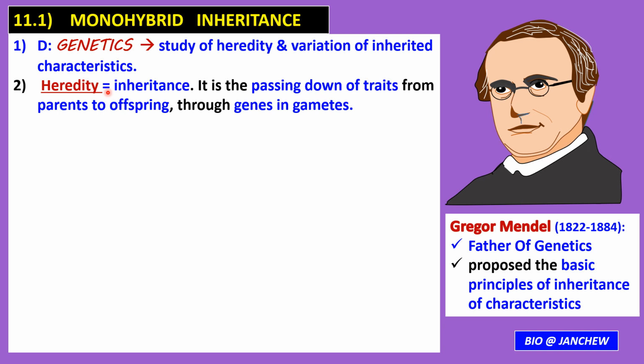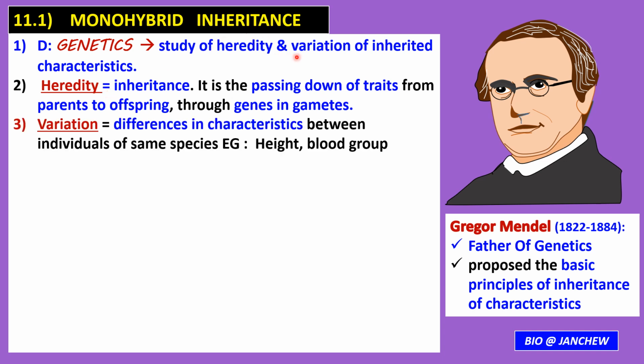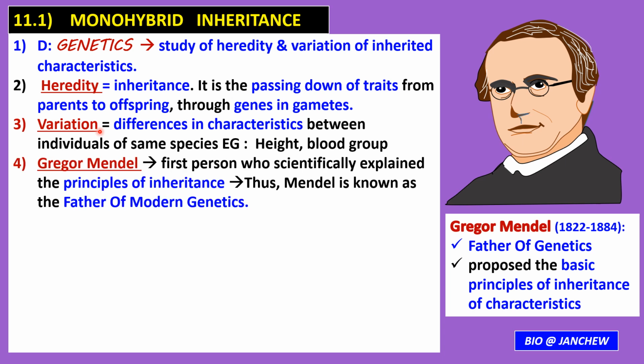How about variation? What does variation mean? So variation means differences in characteristics between individuals of the same species, such as between humans. There are differences in height and blood group and eye color. For plants, there are differences in flower color, type of seed, and so forth. So all these are variation, okay? And then this is part of the study of genetics too.